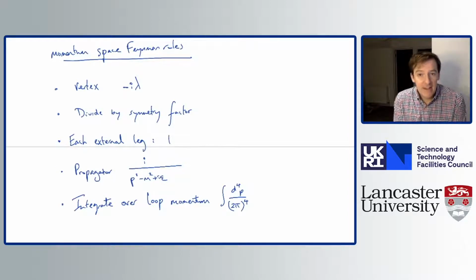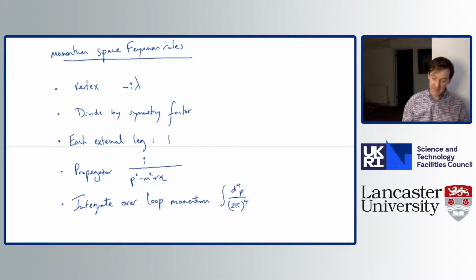And that's it. Again, it's a fairly short list, five points. It's all the same: the vertex factor, the external legs, the propagators, the symmetry factor, and integrating somewhere. But in momentum space, it changes slightly. The external leg factors are a little bit easier to deal with.